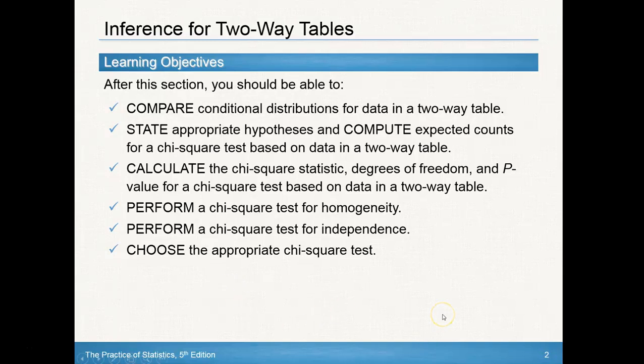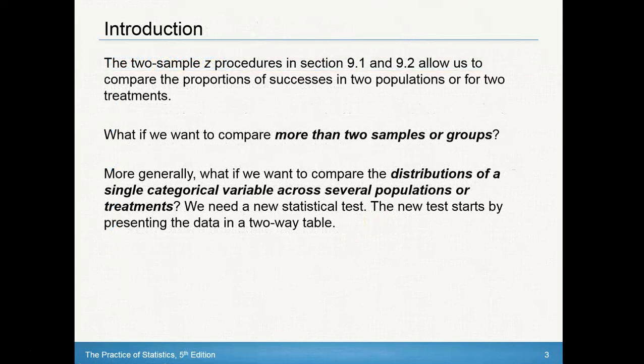So if you'll notice, at the end of this lesson, we will have three types of chi-square tests. One for homogeneity, one for independence, and one for goodness of fit from our previous lesson. Let's take a look at what exactly a chi-square test is going to look like for homogeneity and independence. The two sample Z procedures we used in sections 9.1 and 9.2 allow us to compare the proportions of successes in two populations or for two treatments. What if we want to compare more than two samples or groups?